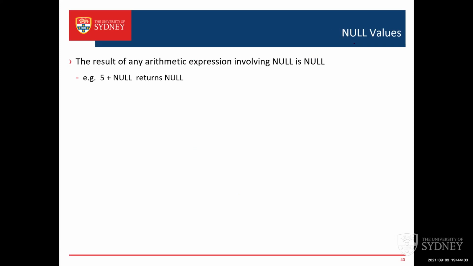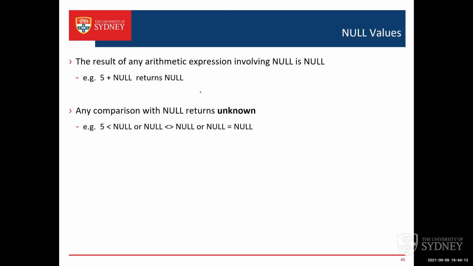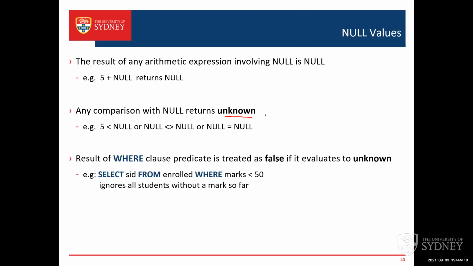Second change is that null values are special. Like I said, any operation that you perform based on null will always return null. 5 plus null will always return null. Any comparison will return unknown. What does unknown mean? It will be treated as false. So when we are checking a condition, it will return false if it evaluates to unknown.